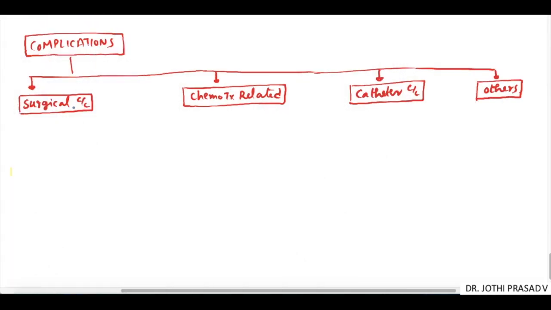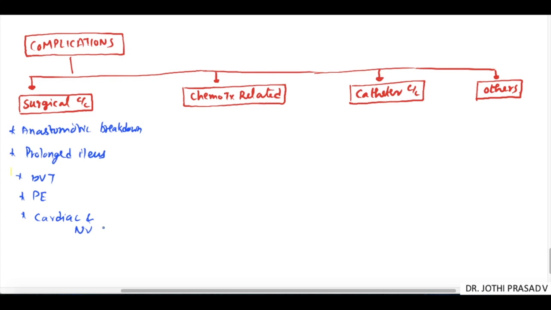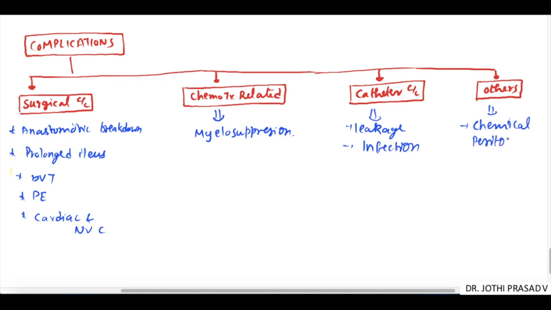Coming to complications of HIPEC, they can be broadly divided into surgery-related complications, chemotherapy drug-induced complications, complications related to the catheter used to infuse the drug, and certain other complications. The surgical ones are the major ones: anastomotic breakdown, prolonged ileus, chances of DVT, pulmonary embolism, cardiac and neurovascular complications. Chemotherapy-related complications are most commonly myelosuppression. Catheter-related complications are leakage of drug from the catheter and its associated complications, and chances of ascending infection. Certain other common complications are chemical peritonitis, abdominal distension, and pain.